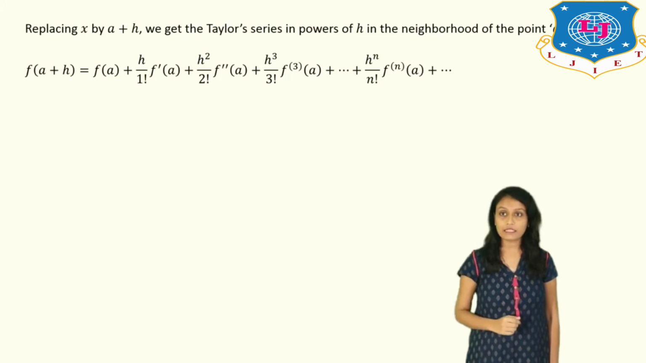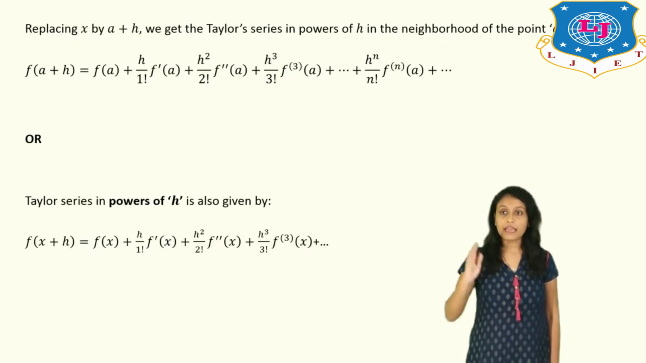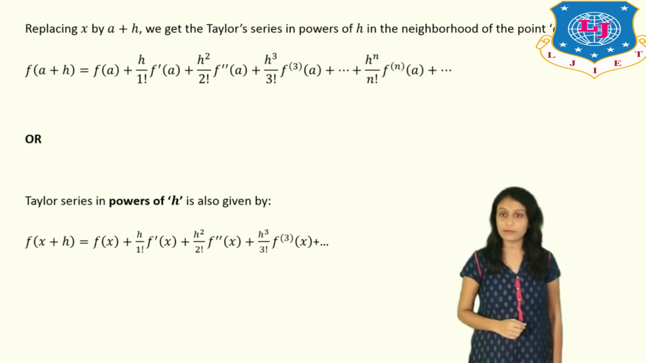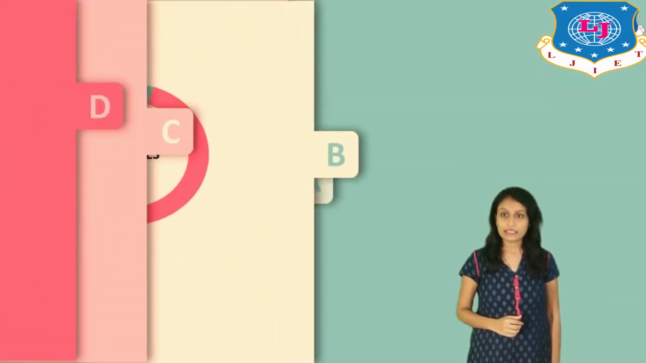So we'll get f of a plus h is equal to f of a plus h upon 1 factorial f dash a plus h square upon 2 factorial f double dash a plus so on. Or we can write Taylor series in powers of h as f of x plus h is equal to f of x plus h upon 1 factorial f dash x plus h square upon 2 factorial f double dash x plus so on. So for solving these sums, you have to remember this formula, that is f of x plus h is equal to f of x plus h upon 1 factorial f dash x plus h square upon 2 factorial f double dash x and so on. Now let's see its examples.